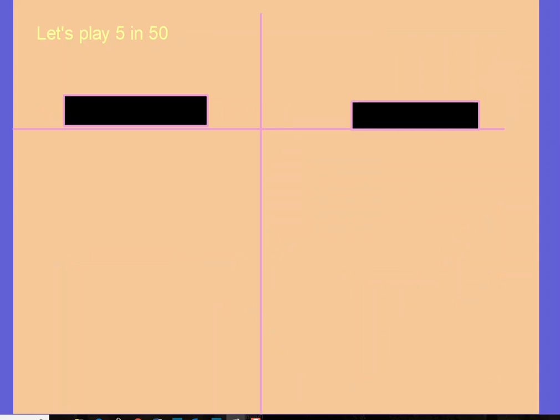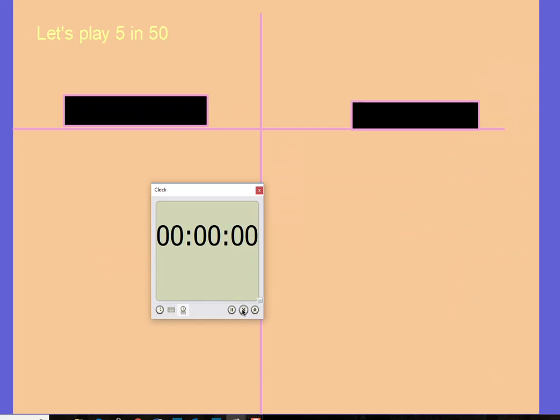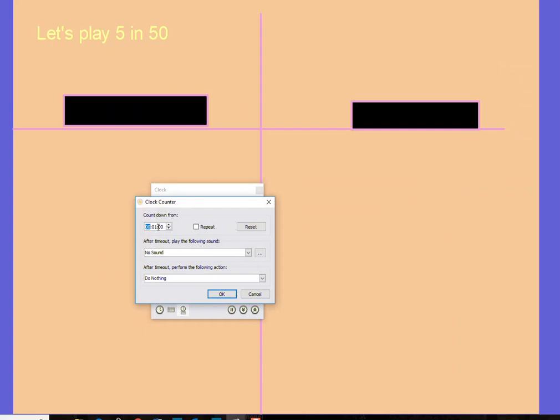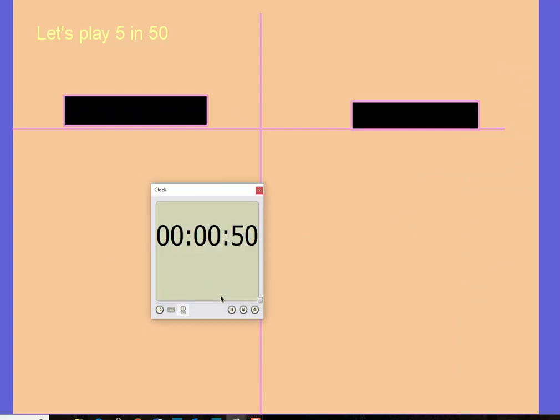Okay, so we are going to play 5 in 50. Let's get our clock back. We're going to set for 50 seconds this time. We're going to do it twice. We're going to do an initial blend and we're going to do a final blend. Okay, so here's our clock.